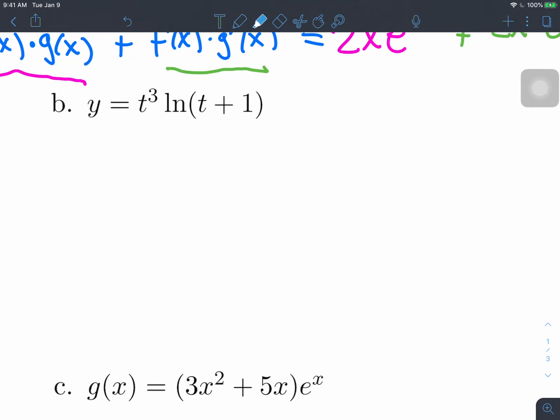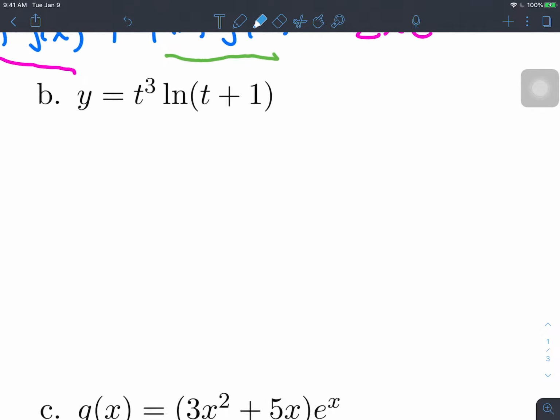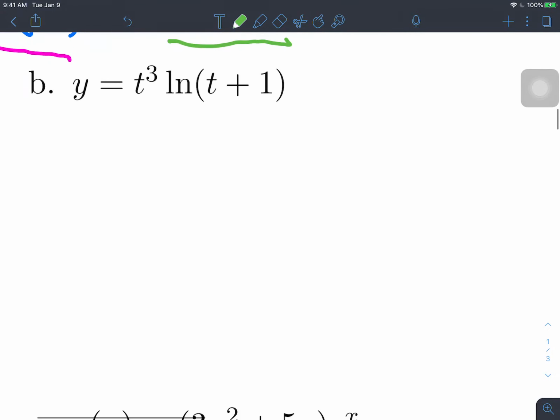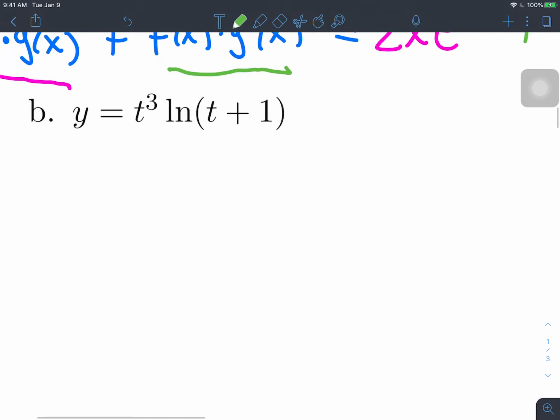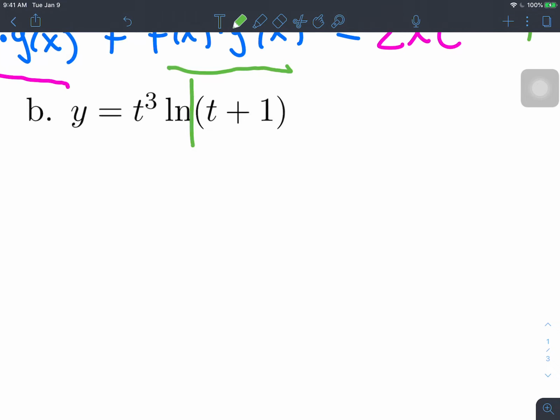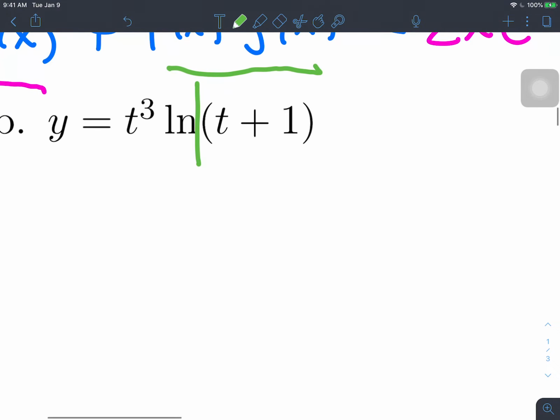Can someone volunteer to tell me what the two functions are besides the two people? Oh, in the back, yes. T cubed ln and t plus 1. You're close. You're close. So the suggestion was to split it up right here with this line, and everything to the left is one function and everything to the right is another function. Do we agree? Sorry, go ahead.